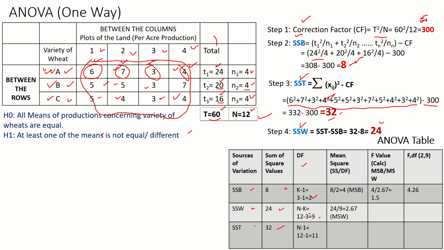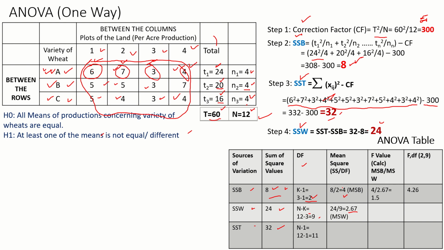Next step, we are calculating the mean square. This is sum of square divided by degree of freedom. For SSB, sum of square 8 divided by 2. That means this cell divided by these cells. 8 divided by 2 equals 4. That is called mean square between. Then similarly for SSW, we get 24 divided by 9, and we are getting 2.67.